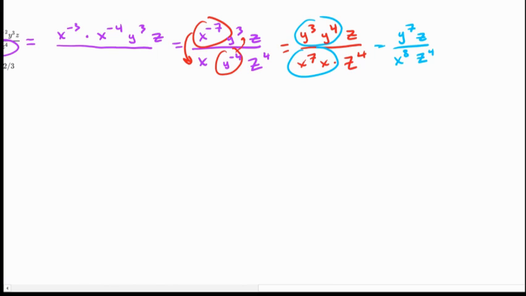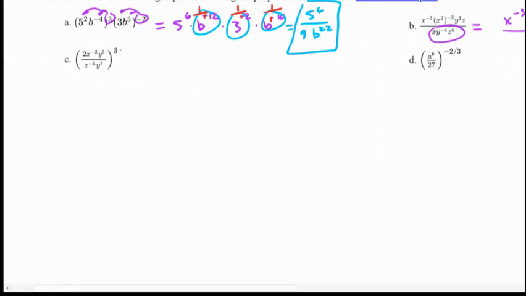And since I have 4 z's on the bottom and 1 z on the top, one of those z's is going to cancel. So this goes away and this becomes 3. And I get my final answer here of y to the power of 7 over x to the power of 8 times z to the power of 3. So using a lot of different exponent rules there to practice, but there's our final simplified answer for b.